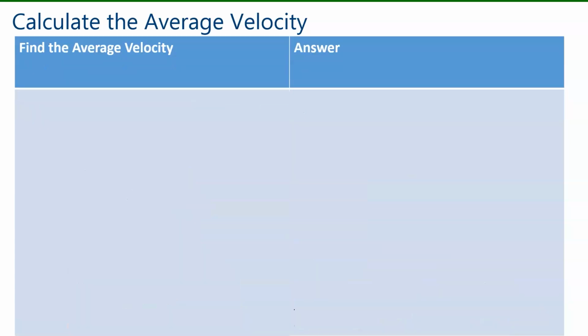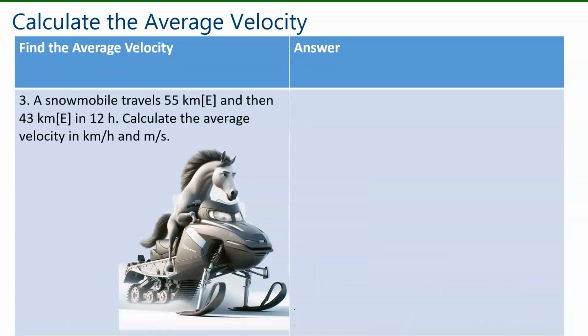Our last problem for you to try is, a snowmobile travels 55 kilometers east and then 43 kilometers east in 12 hours. Calculate the average velocity both in kilometers per hour and meters per second.